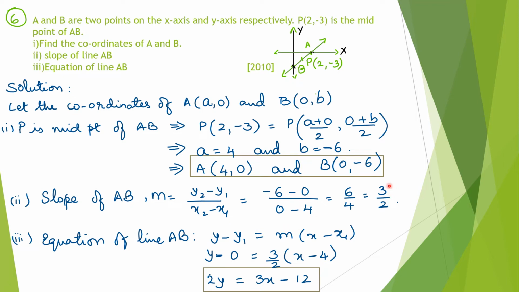point and slope form, because I have the slope and I have lots of points. I can use any point. I can use A, I can use P, I can use B. Any point I can use in the point and slope form. So I get 2y is equal to 3x minus 12.